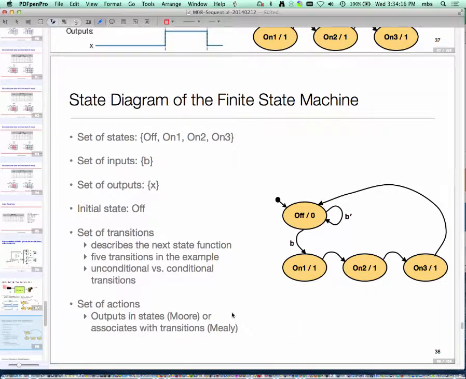And then finally, we have the set of actions. What's the output? In both this example and the previous one, we decided to do Moore machines, so our outputs were just associated with the states. More generally, outputs may depend on inputs also, in which case we are going to put them on the edges.